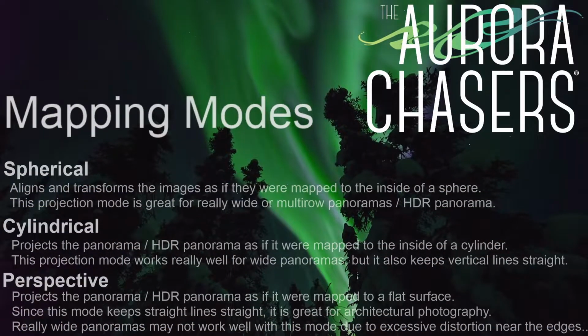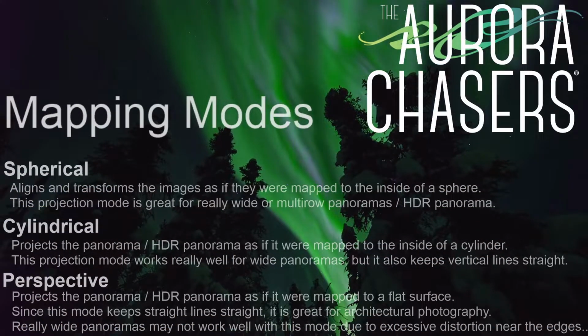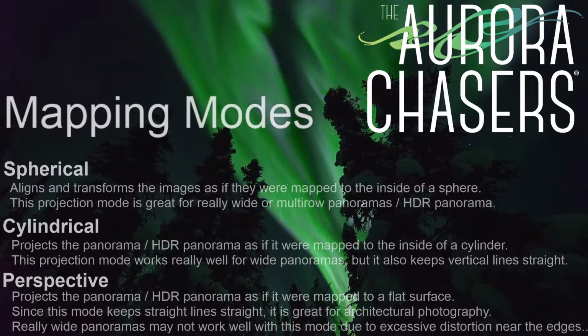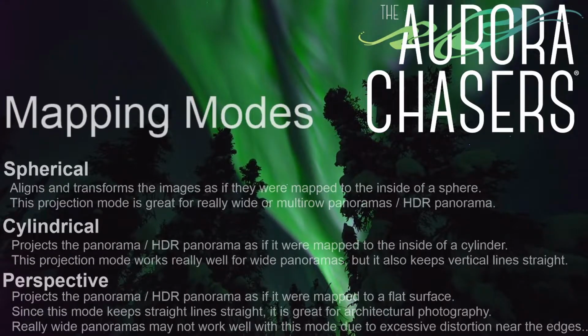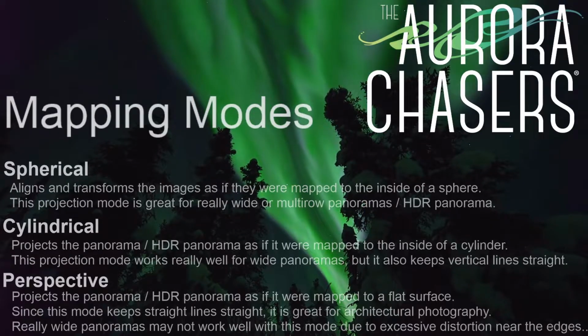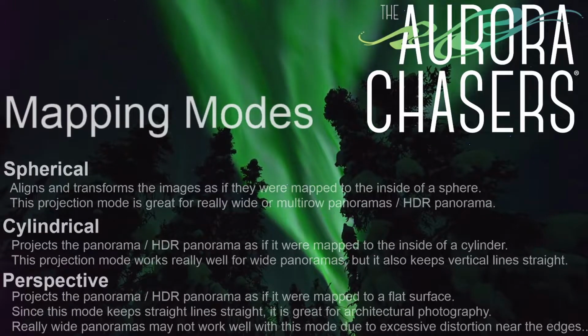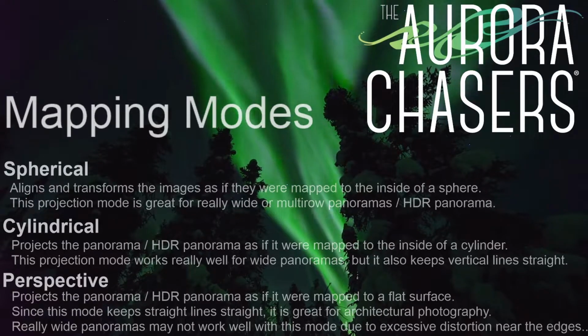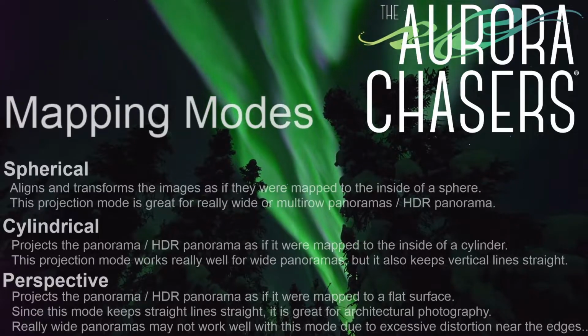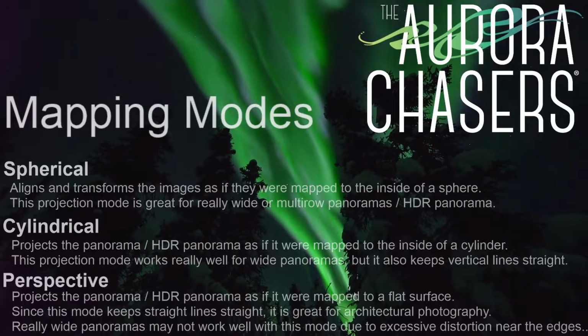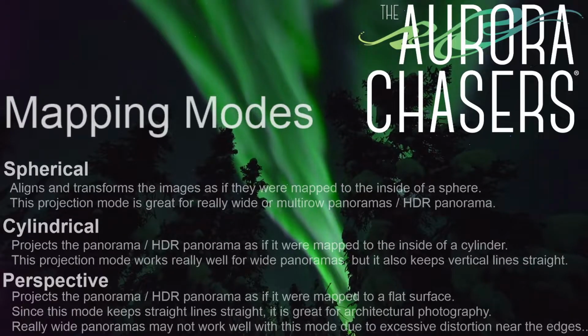So for these different modes, these are the definitions according to Adobe's website. Spherical aligns and transforms the images as if they were mapped to the inside of a sphere. This projection mode is great for really wide or multi-row panoramas. So if you were shooting, say, one of those shots we discussed earlier, where you take one row of photos, you drop the camera down a little bit, you take another row of photos, and then you do the same thing, spherical is a really good way to do that.